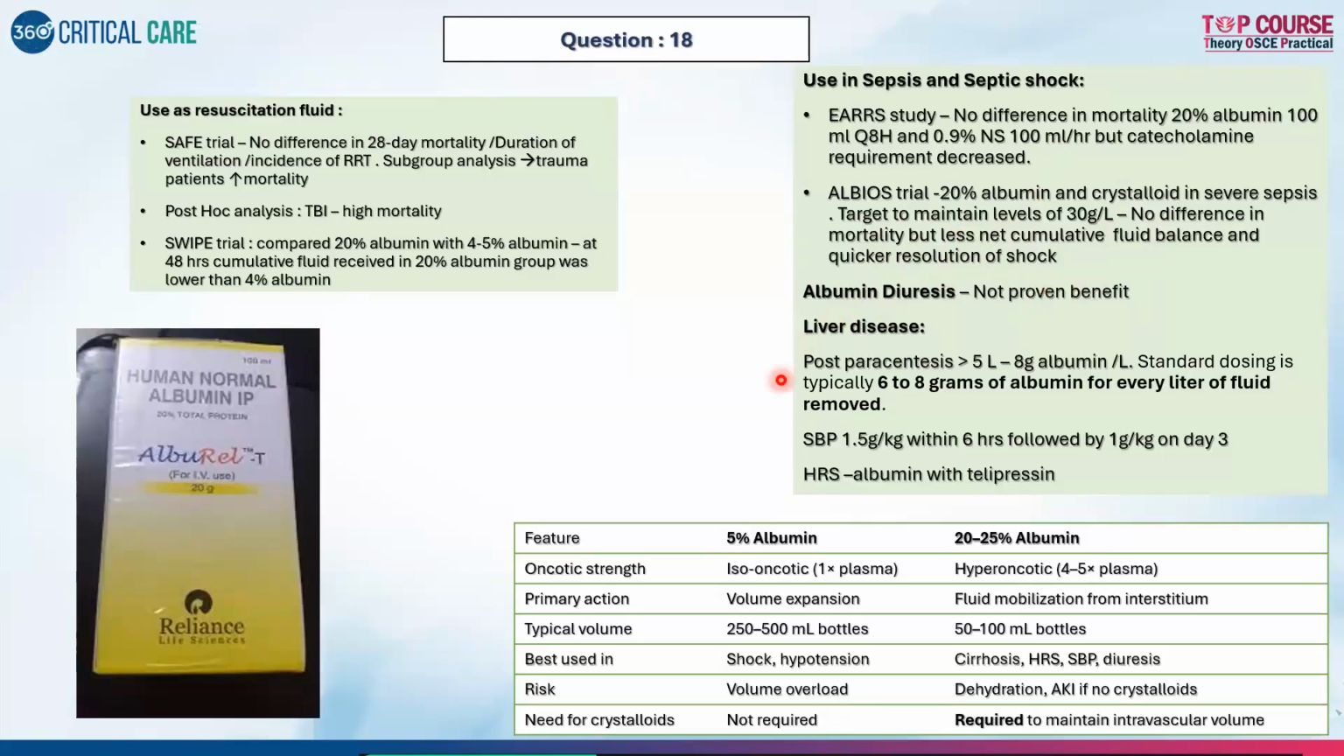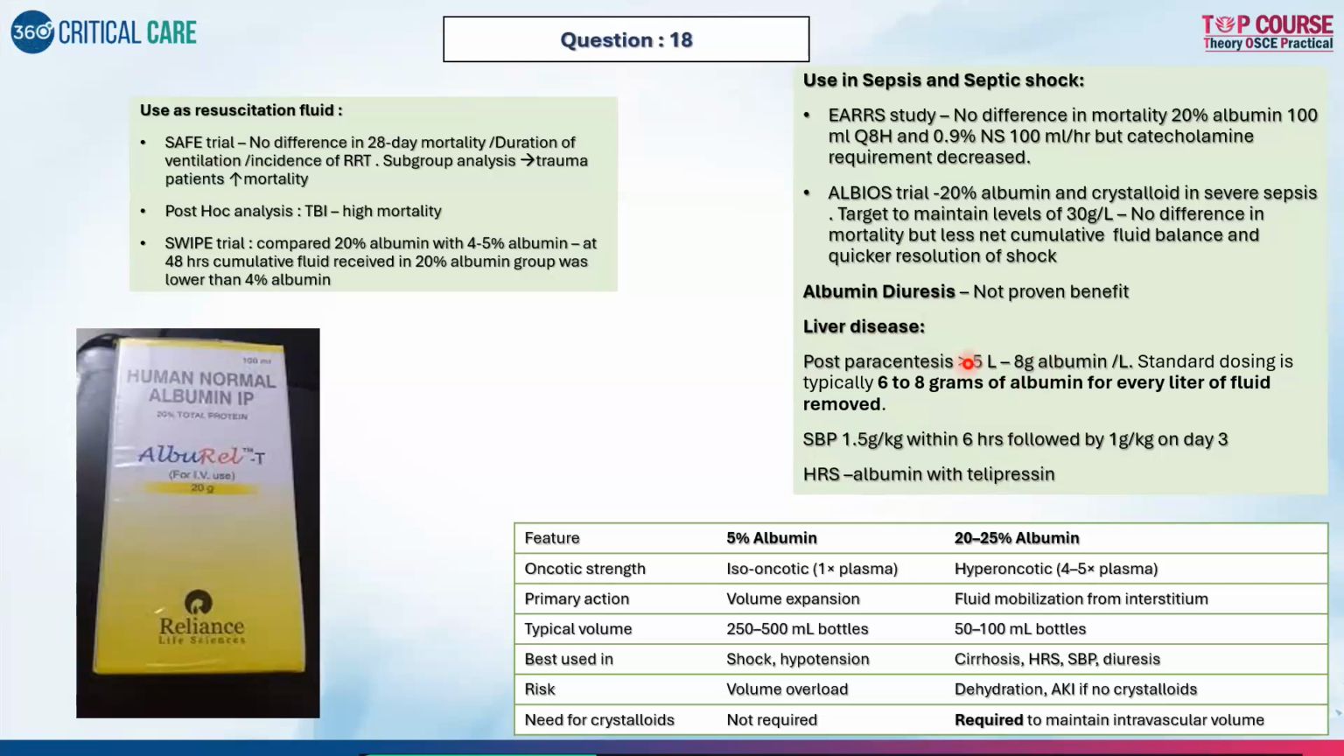Study. However, it has its advantage in liver disease, post paracentesis patients, especially more than 5 liters. If it is removed, then the standard dosing is to give 6 to 8 grams of albumin for every liter of fluid. SBP, there is an indication, and hepatorenal syndrome, it is used along with terlipressin. So these are the clear cut indications for albumin.